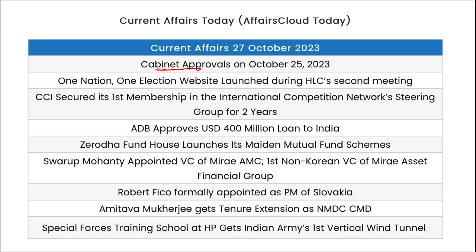Cabinet approvals we saw. The One Nation, One Election website was recently launched during the high-level committee's second meeting. CCI secured the first membership in the International Competition Network Steering Group for 2 years. Asian Development Bank has approved a $400 million loan to India.